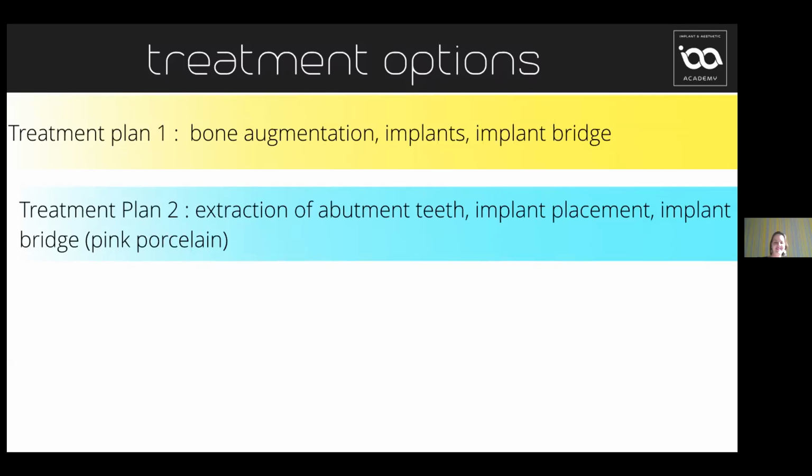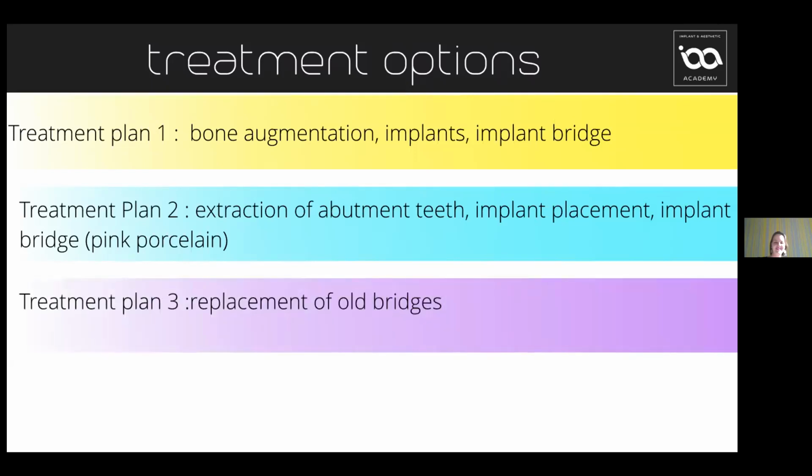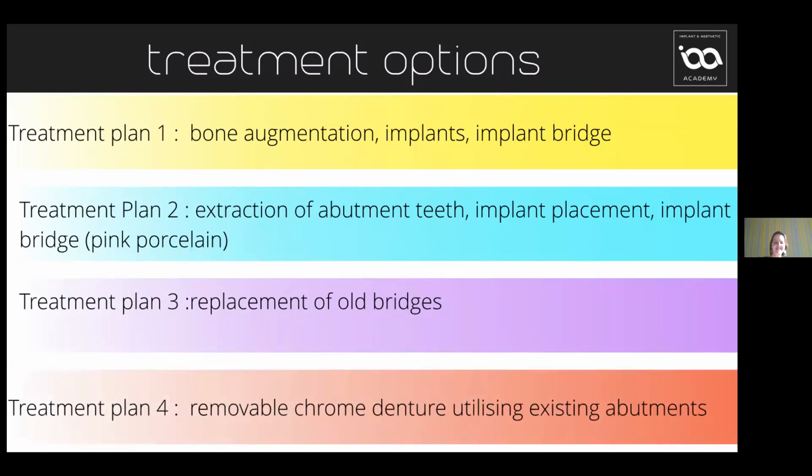But still, obviously there's a long healing phase, and there's going to be a pink element of porcelain to that. The third option was replacement of the old bridges, just to take them off and replace them. And treatment plan four was removable chrome denture using the existing teeth as abutments. So maybe with precision type attachments, that we did a lot of work like that. So let's bring up that third poll quickly.